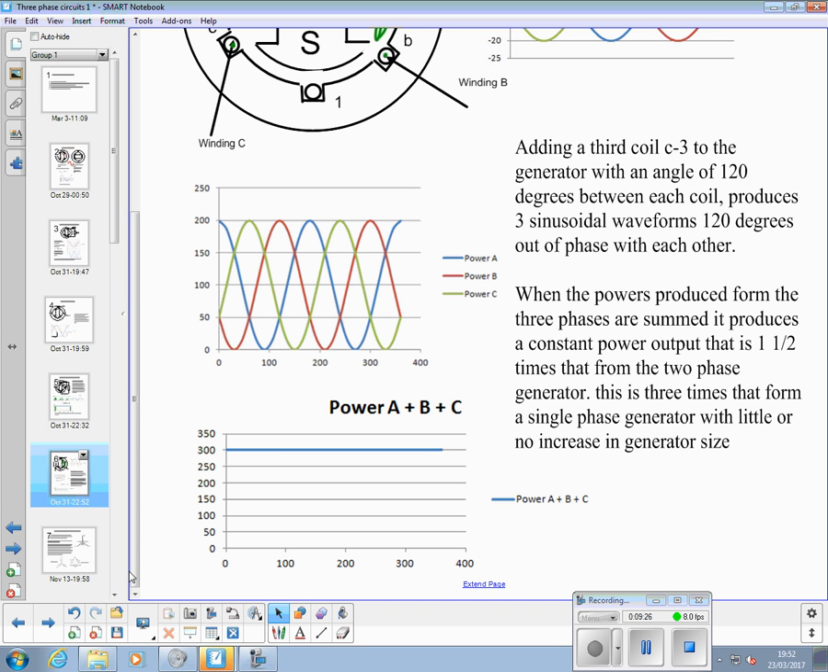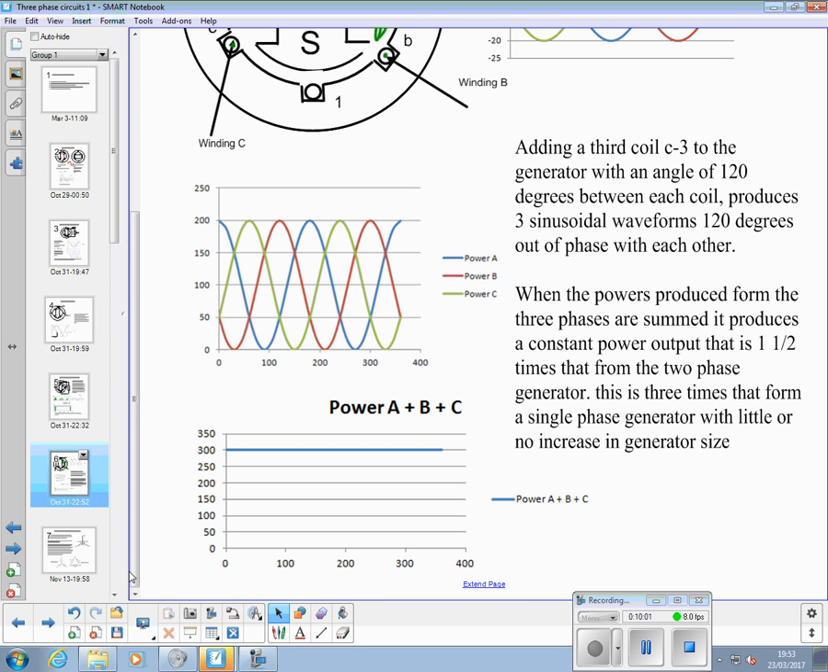And we get an average that is a straight line. That's three, for instance, instead of two from the two phase. You get from a single phase little or no increase in the size of the generator.